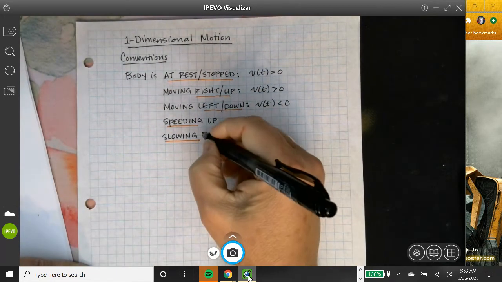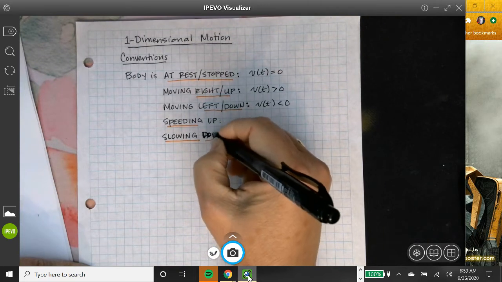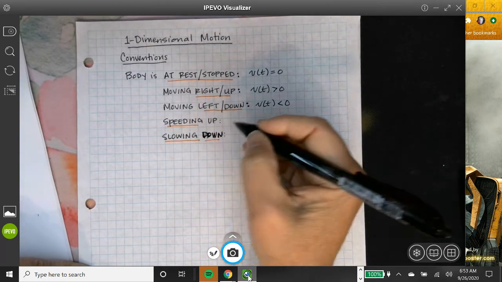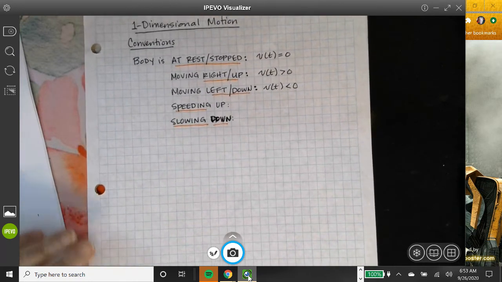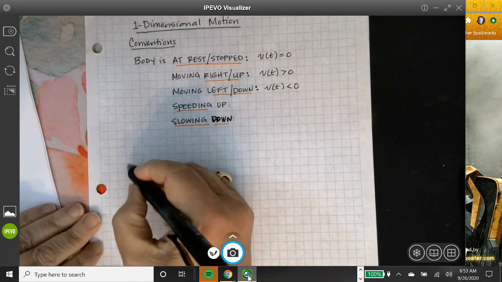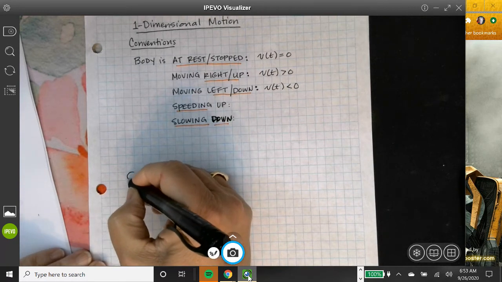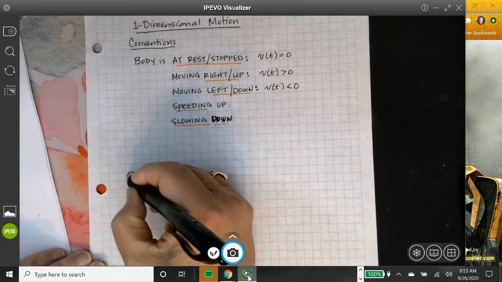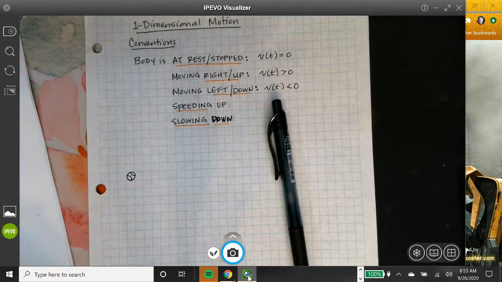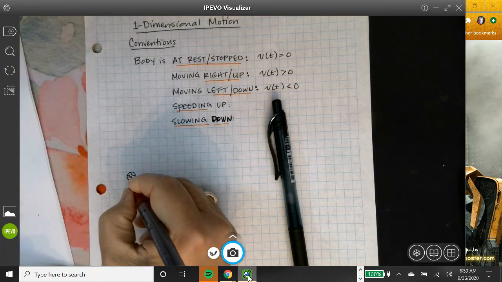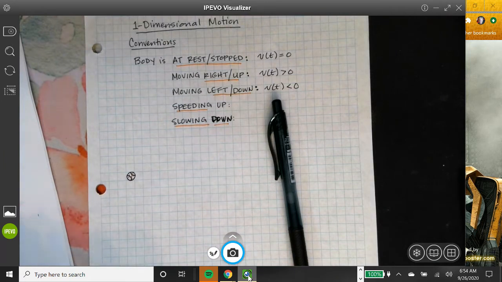Of course, I'm writing in pen so you can see it better, and I can't erase it because I'm not on my smart board, but there we go, slowing down. I want you to consider for a moment, if you will, we're going to throw a ball in the air. So here's my ball, and I'm going to make it a baseball with my nice little red stitches, because we are in baseball season, right? I'm going to throw the ball in the air.